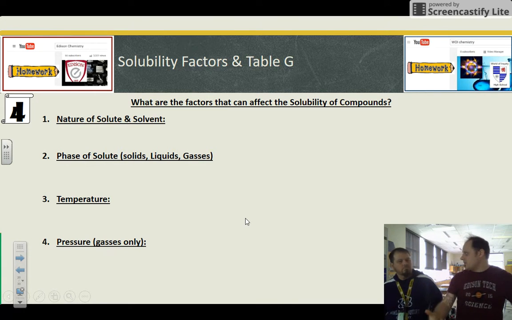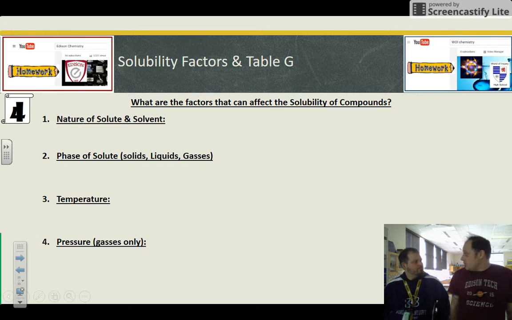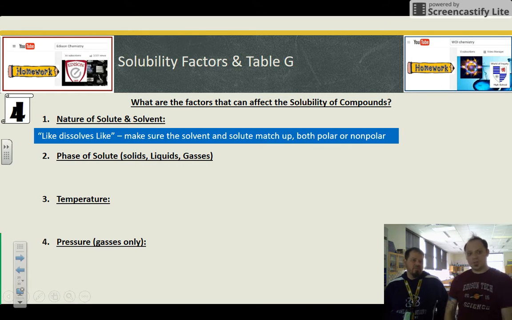Let's hit up the basics and the notes, and then we'll get into the practice examples. So factors that will affect how well something dissolves or won't dissolve. There's really only 4 things. Well, really only 3, but the first one is like dissolves like.